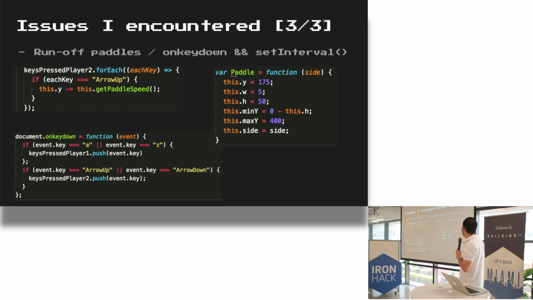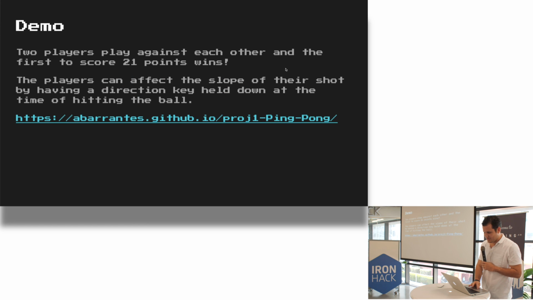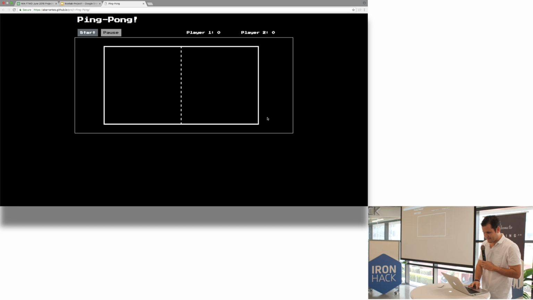The way I fixed that, I was working with min Y and max Y for my paddle object, and in the movement function, I check for that. I don't let them go beyond that, and when I clean up my array, I don't clean it one at a time for the up or down arrows. I clean the whole object. So that's pretty much it.